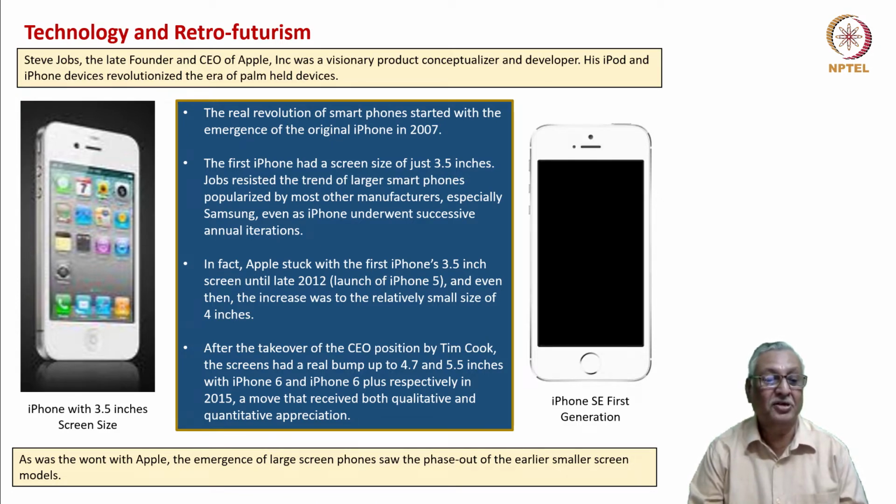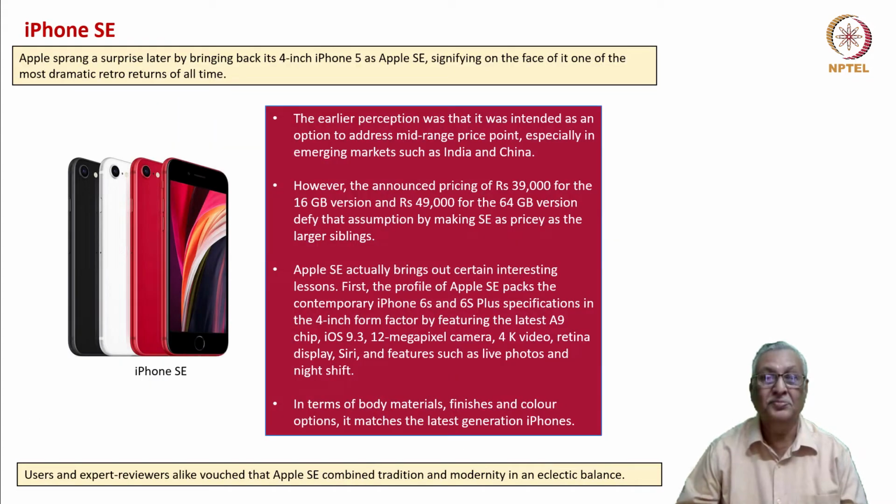The graphics here represent iPhone with 3.5-inch screen size and iPhone SE, the first generation. As was the wont with Apple, the emergence of large screen phones saw the phase out of the earlier smaller screen models. Apple sprang a surprise later by bringing back its 4-inch iPhone 5 as Apple SE, signifying on the face of it one of the most dramatic retro returns of all time, particularly in this kind of products.